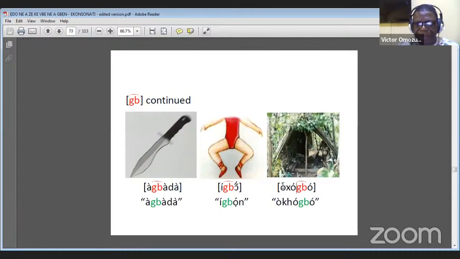Some people will simply say Oho, without adding the gbo. It's a small hut you have on the farm. I know that in Uronigbe, for instance, they will say Oho, whereas other parts of Edo will say Ohogbo for the same object.